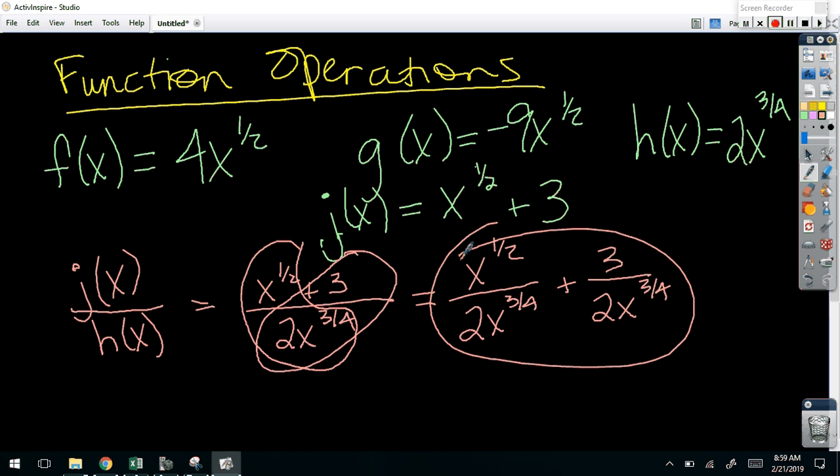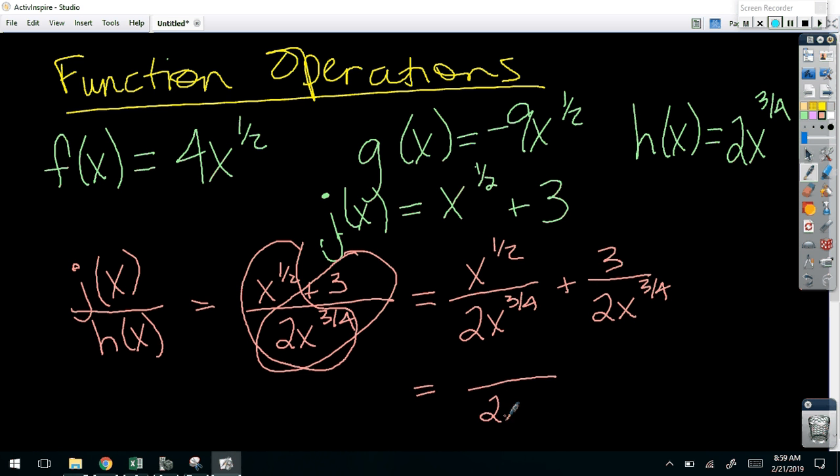So, the first one simplifies. The 2 is going to stay in the bottom. Subtract the exponents. What is 1/2 minus 3/4? Negative 1/4. Plus, nothing here simplifies. There's only one x and 3/2 does not simplify. So plus 3/2x to the 3/4.